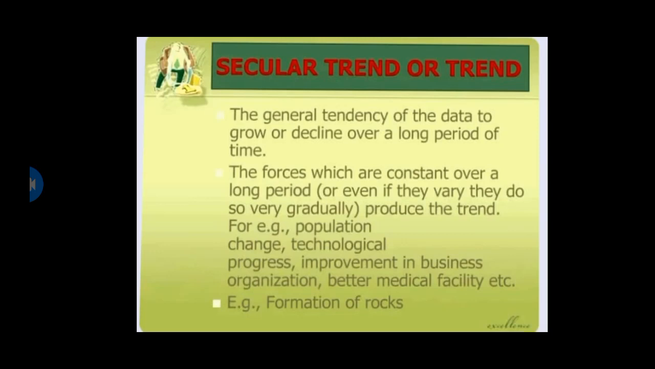Secular trend or trend: the general tendency of the data to grow or decline over a long period of time. The forces which are constant over a long period, or even if they vary, do so very gradually, produce the trend. For example, population change, technological process improvement in business organization, better medical facilities, etc. Example: formation of rock.